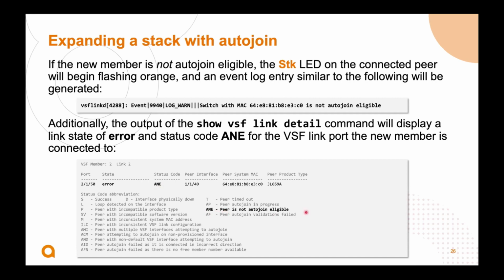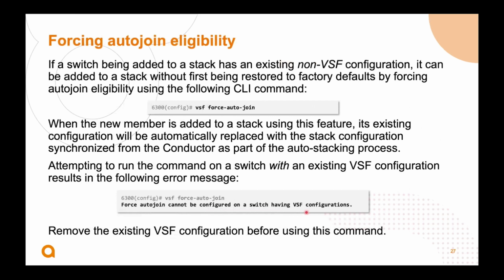So how do you fix this? You can force auto join eligibility on a switch that has an existing non-VSF configuration. You do that from the config context on the switch, running the command VSF force auto join. What this will do is enable auto join eligibility regardless of whether or not the switch has a factory default configuration.